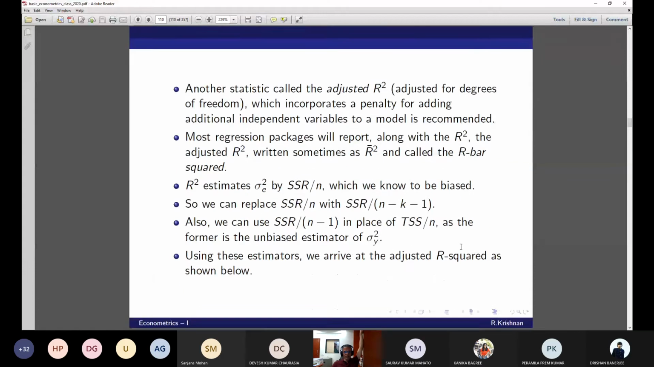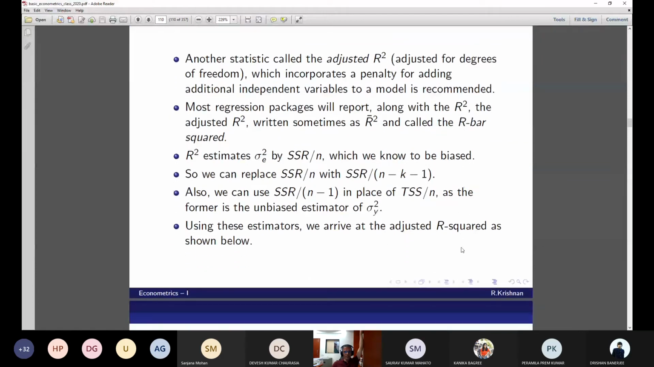Another statistic called adjusted R square, adjusted for degrees of freedom, which incorporates a penalty for adding additional independent variables to a model, is recommended. Most regression packages will report, along with R square, the adjusted R square, sometimes called R bar square. R square estimates sigma square u by SSR by n, which we know to be biased. No, we don't know. It is still to be established.